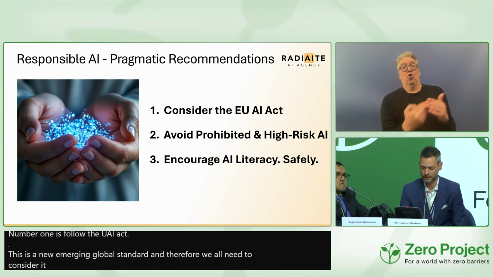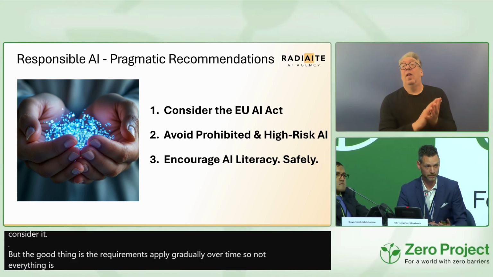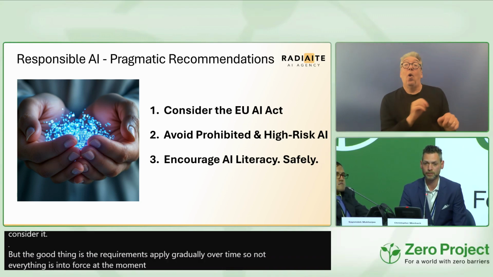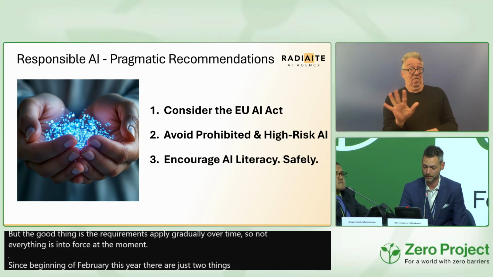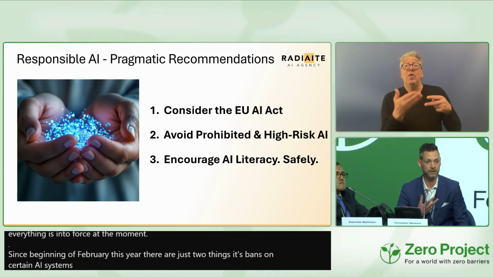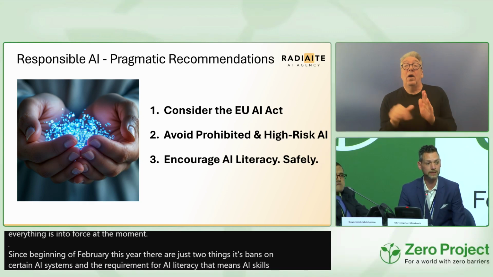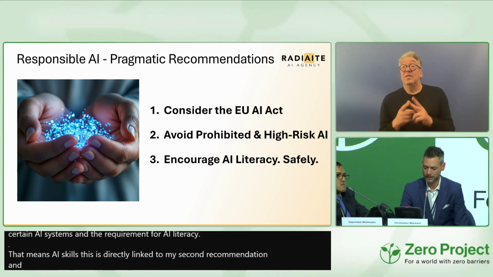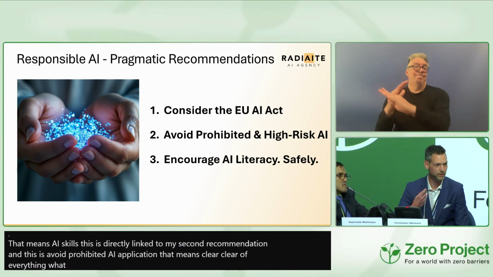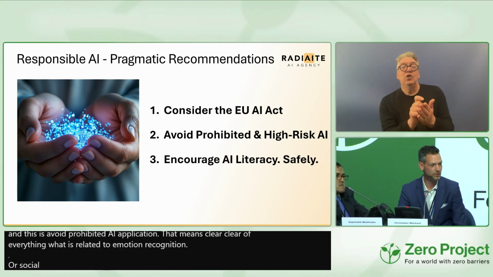But the good thing is the requirements apply gradually over time. So not everything is in force at the moment. Since beginning of February this year, there are just 2 things: bans on certain AI systems and the requirement for AI literacy. That means AI skills. This is directly linked to my second recommendation, and this is avoid prohibited AI applications. That means steer clear of everything related to emotion recognition, or social scoring, or manipulation of people.